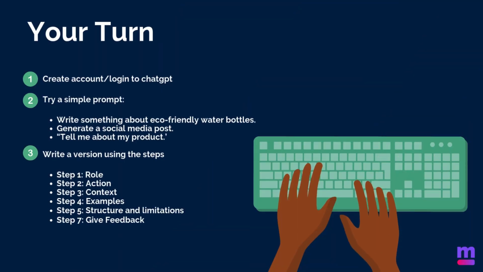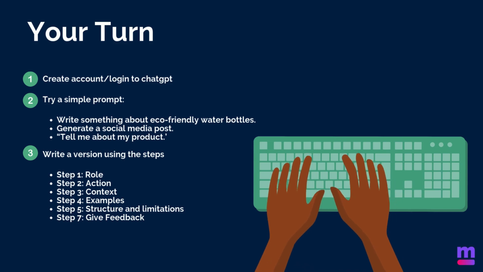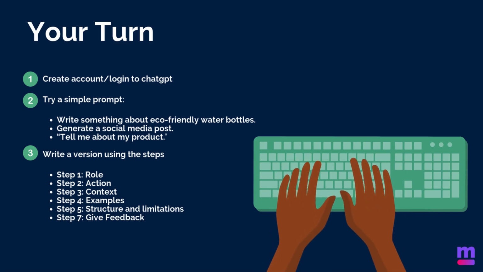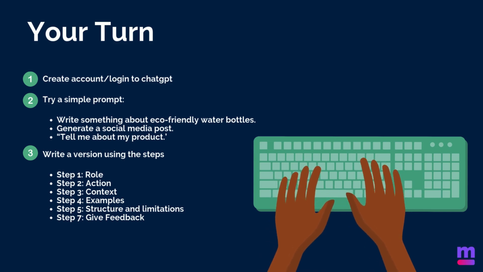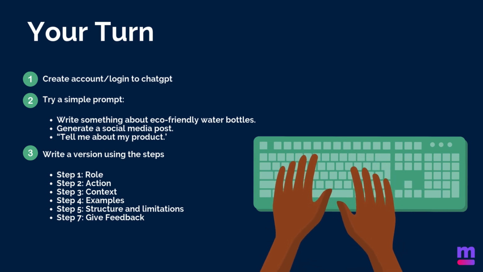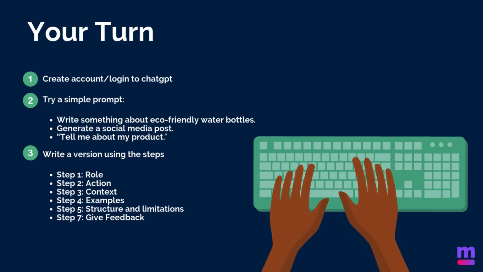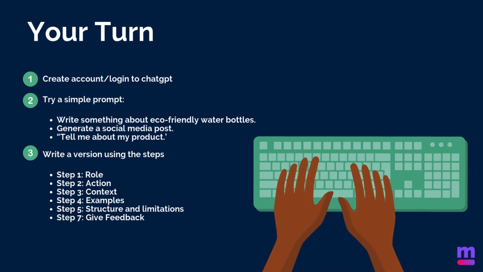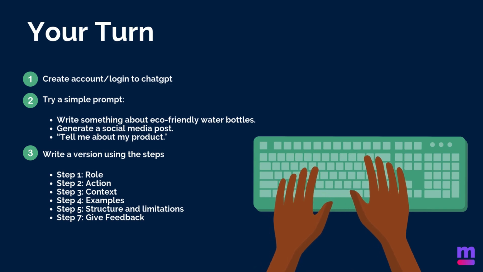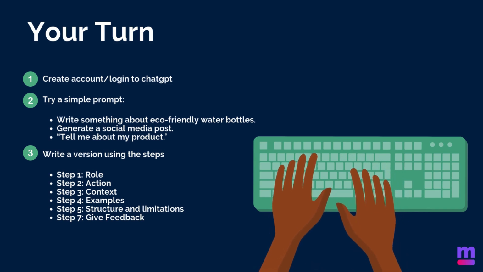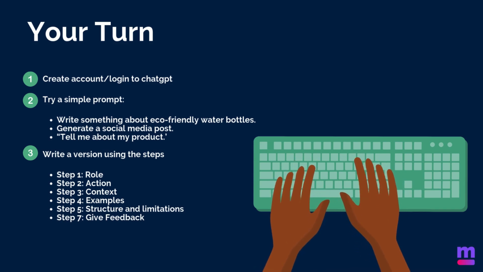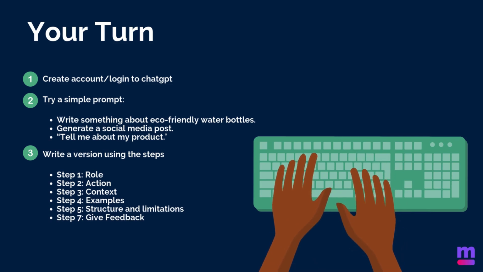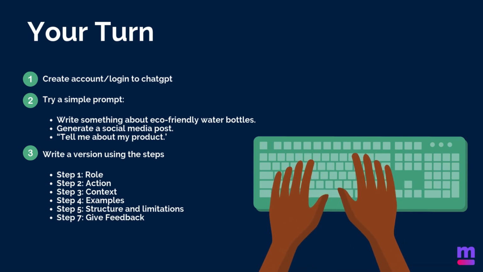Okay, now it's your turn. So what I want you to do is I want you to go into ChatGPT, either create an account or log into your existing account. Firstly, I want you to write a very simple prompt like, generate a social media post about an eco-friendly water bottle for Instagram, and see the result you get. And then after we get that basic result, we're going to try the same thing but using the steps we've just learned. While you do that, I'm going to show you how to do it as well.